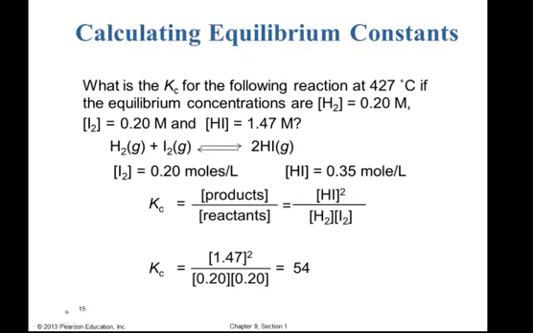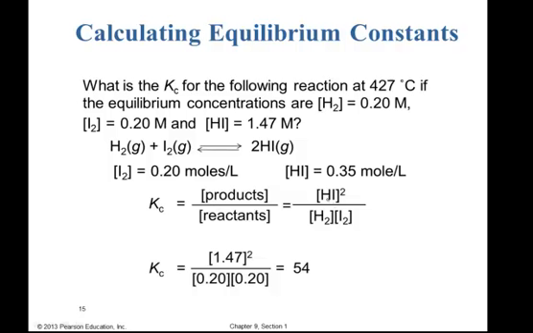Alright, so I have an example here where we're going to calculate. So in this case, they give me my equation, and then they're giving me values for H2, I2, and HI. So the first thing I'm going to do is write my expression, where I do my products over my reactants. So it would be HI squared, because it has a coefficient of 2. I would put that over H2 times I2.